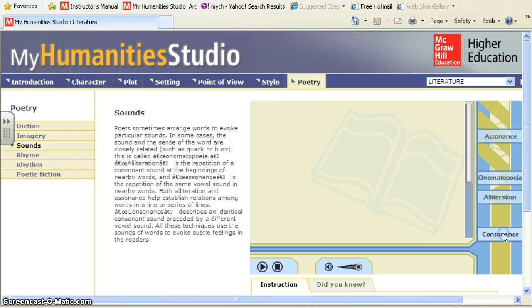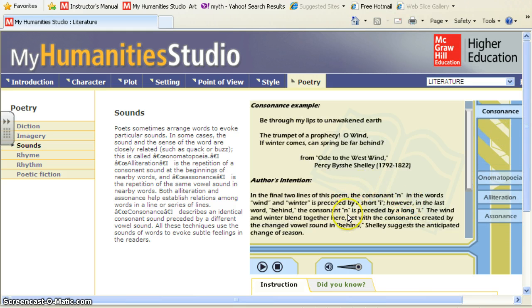Consonance is similar to alliteration. Or rather, I should say it's a little harder to separate, but it's the repetition of a consonant, more on the end rather than the beginning. Let's see if we can get it here. The consonant N in the words wind, see how it's in the middle, wind and winter. I mean, yes, the W's, but we're talking about the N's here, and the I in there. Okay, that would be the consonance.